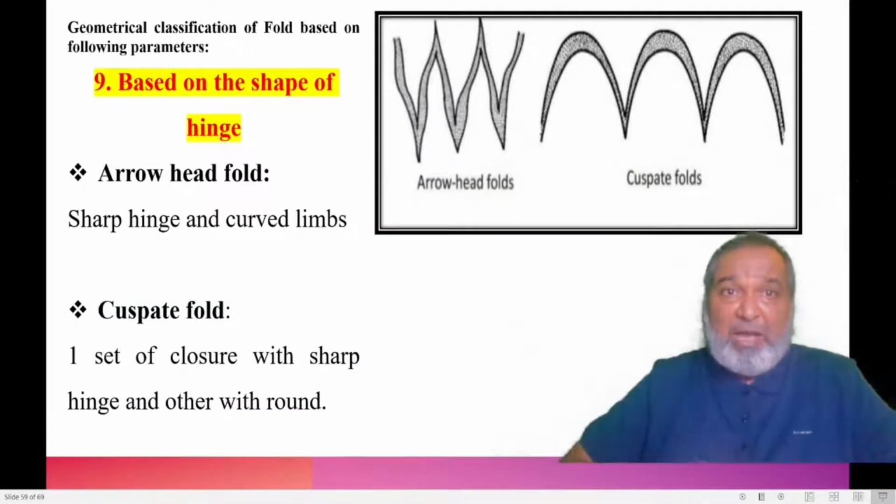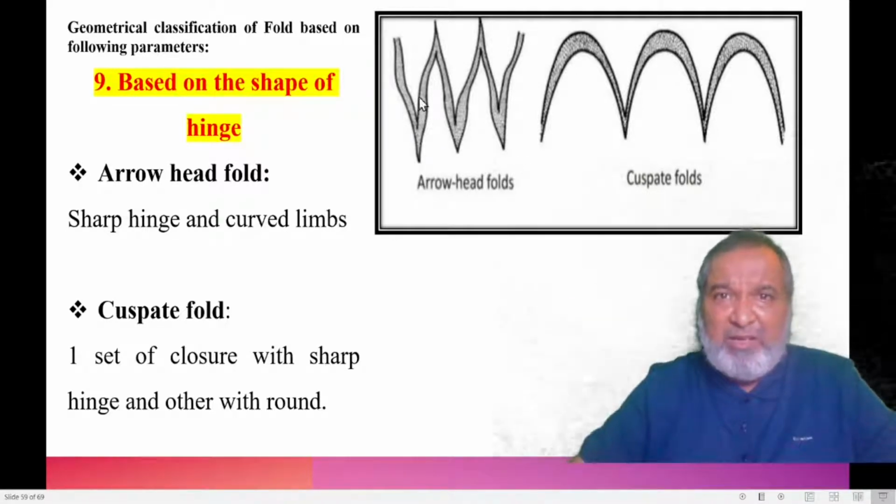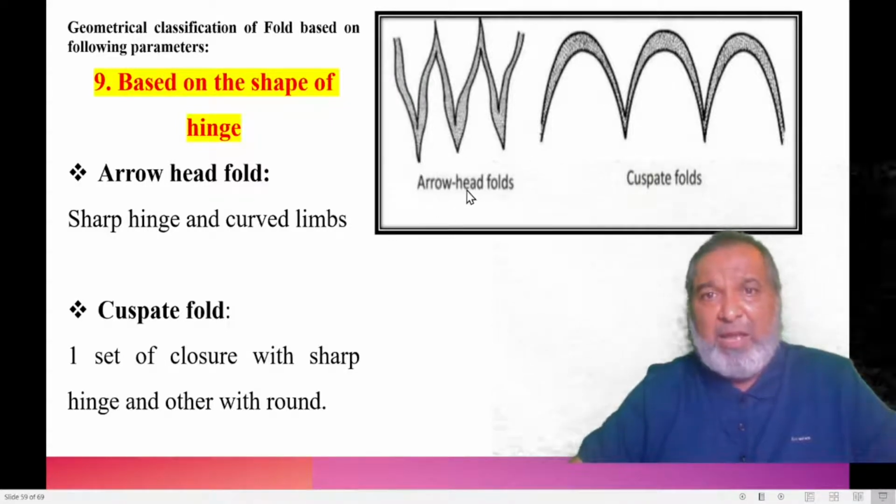Now you can see the arrowhead fold. Similarly, like a chevron it is sharp and angular, but here it is not a straight pattern, it has a wavy pattern. Curvy limbs are there. So then it is called an arrowhead fold. The limbs are curvy, not straight.